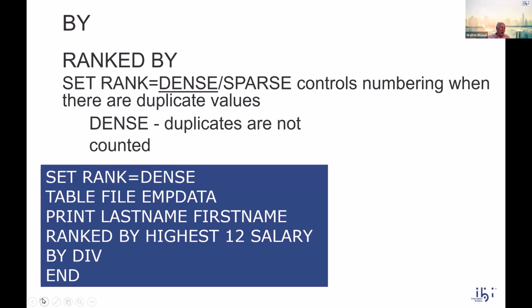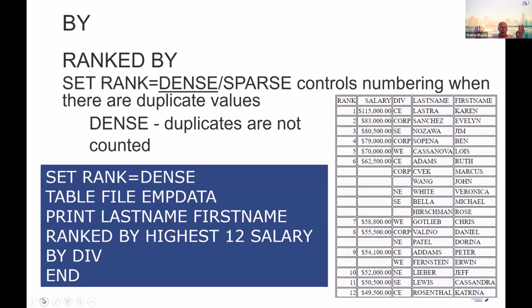With dense, the duplicates are not counted. So if I have a series of several values that are the same, whatever the ranking is for those, it's assumed to be the same rank for all of them, and the next one will get the next possible number. In this particular case, let's take a look at emp data, and I'm going to rank them by the highest 12 salaries, and let's take a look at what we end up with.